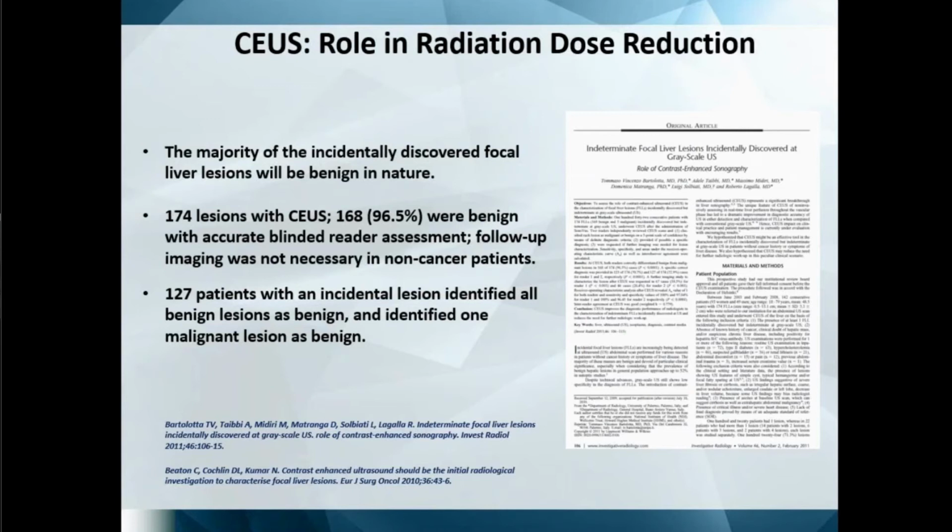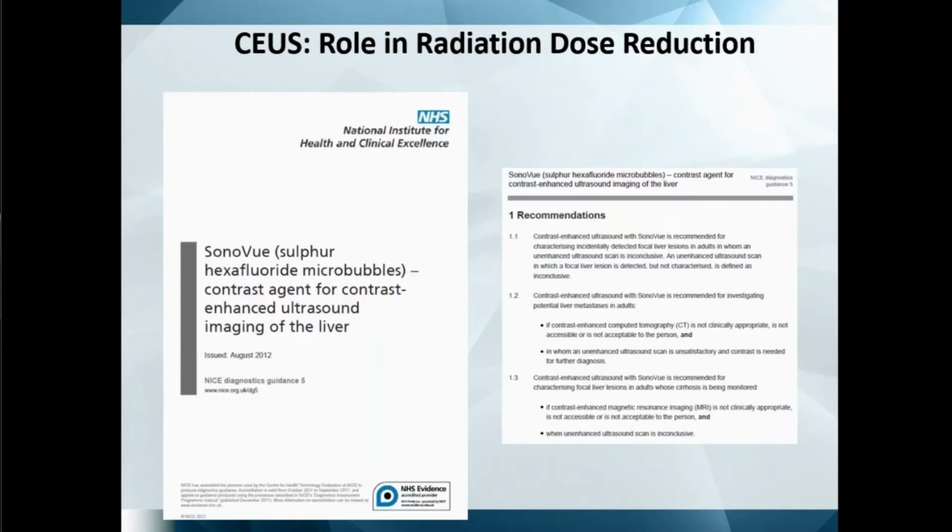So what about the incidentally discovered lesion that comes into your clinic? Not the patient who has come from oncology, he's come from the community. Well, the vast majority of the lesions are benign, and if you can give that reassurance immediately to the patient, you should do so. And adding contrast helps.